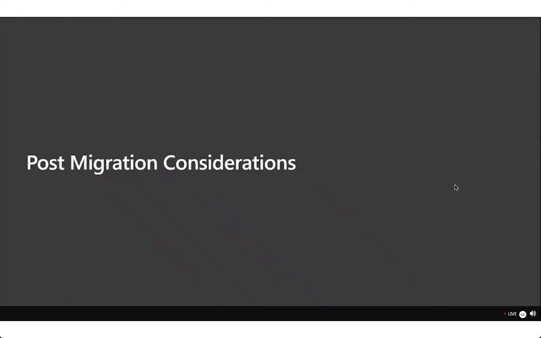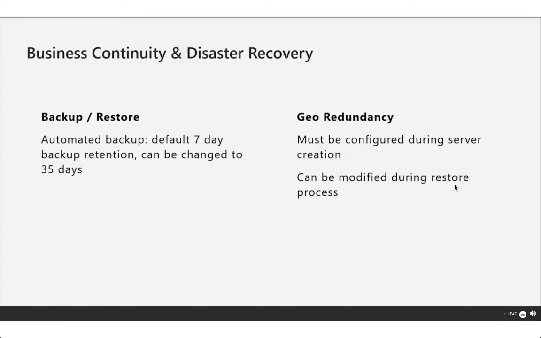Well, the business continuity and disaster recovery, we have automated backup. Again, the default is 7 days backup retention. We could change that to 35 days, but the geo redundancy, really replicating that server over to another Azure region, needs to be addressed during creation. So one way to avoid that is actually to modify it during a restore process. But this is really something you should consider, right?